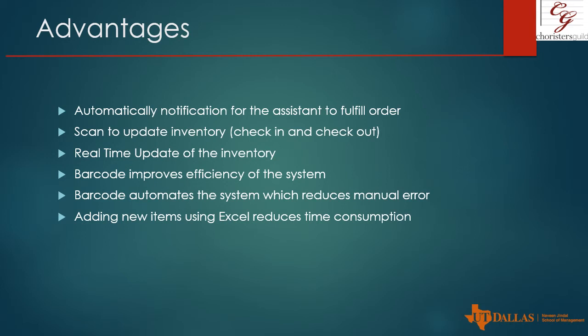We add a scanning function to update inventory so that inventory can be updated in real time. We want to use barcode technology to realize the scanning function. By using barcode scanners, the company can keep track of the inventory whenever there is a change of amount. Barcode improves the efficiency of the system. It also automates the system, which reduces manual error.